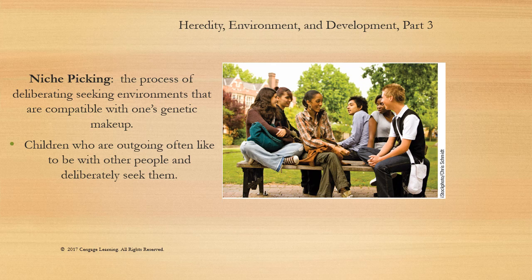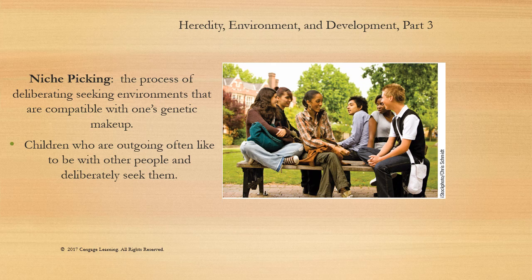Children who are outgoing often like to be with other people and deliberately seek them. So because they have the gene for being more outgoing, they seek out people that are more outgoing, so they're going to foster that. So it's that idea, what came first, the chicken or the egg? Were they genetically more outgoing, so they sought out people that were more outgoing, and then in turn they came to be more outgoing? So what started it? Or is it a combination of both?